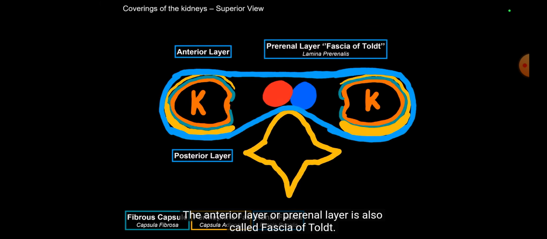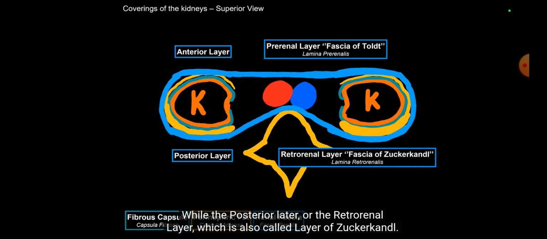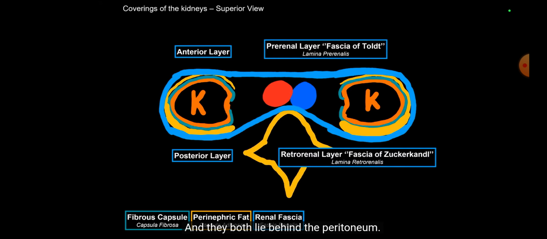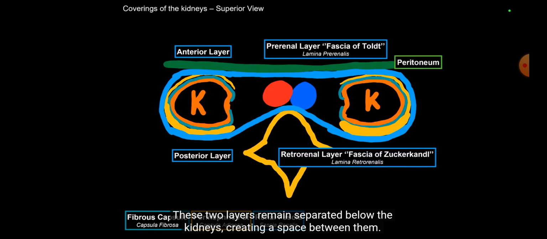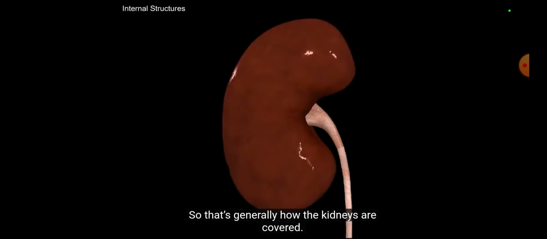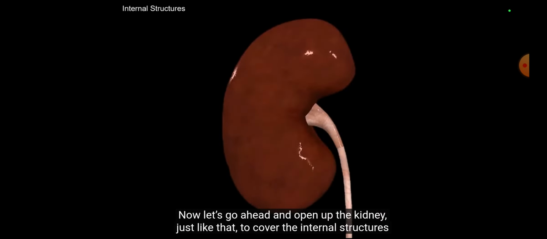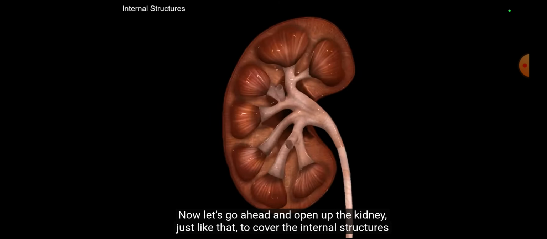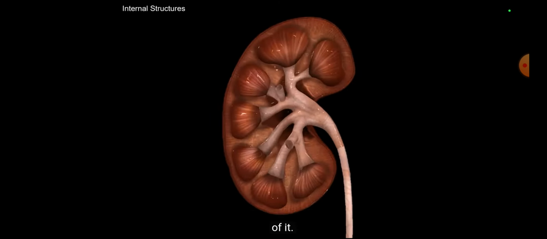Now the anterior layer, or the pre-renal layer, is called the fascia of Toldt, while the posterior layer, or the retrorenal layer, is also called the fascia of Zuckerkandl, or however you pronounce it. And they both lie behind the peritoneum. And keep in mind that these two layers remain separated even below the kidneys, creating a space between them. So that's generally how the kidneys are covered. Now let's go ahead and open the kidneys up, just like that, to cover the internal structures of it.